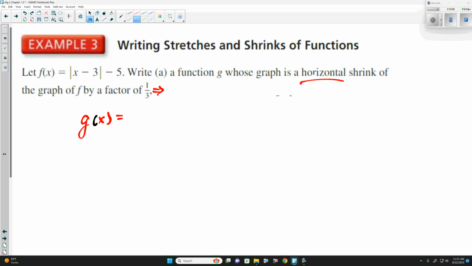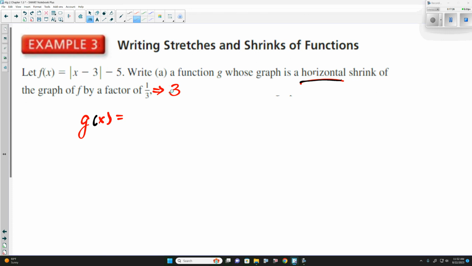So we're on this problem here. The graph is going to be a horizontal shrink by a factor of 1/3. But it wouldn't be 1/3. We'd have to flip it, which would be 3/1 or just 3. Because when we talk about horizontal stretch or shrink, whatever the factor it is by, we have to flip it. This is the only one out of all of our transformations that we actually have to change something.